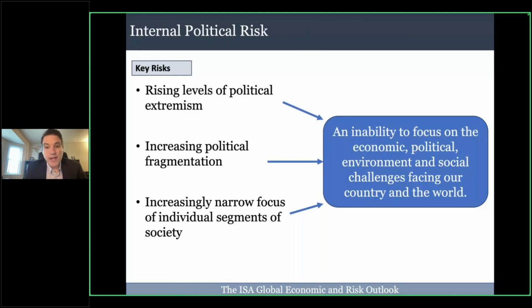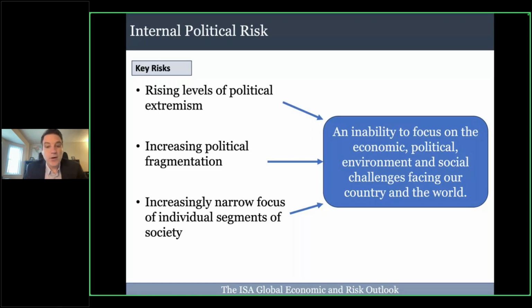And again, we'll talk about the election coming up. We can't avoid it as we look at the near-term outlook. But nevertheless, internal political risk is a rising threat to our economy, both in the US and around the world. We're seeing rising levels of political extremism on both the political right and the political left. We're seeing increasing political fragmentation, which is making it ever more difficult for governments to enact policies. We've seen that recently in our House of Representatives.